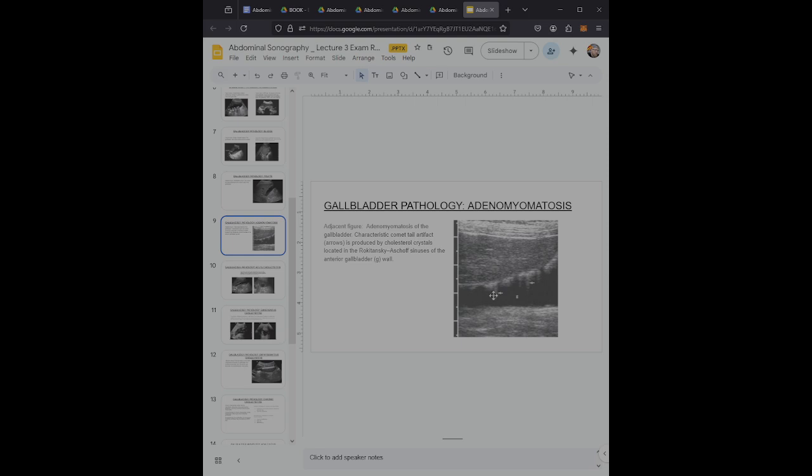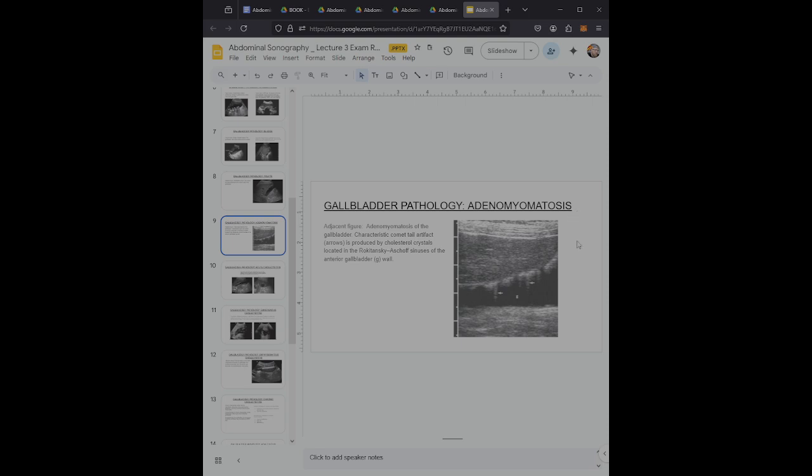And we talked about these Rokitansky-Aschoff sinuses. These sinuses may contain cholesterol crystals, and they may produce a comet-tail artifact. This is most often seen protruding into the gallbladder lumen from the interior wall. And adenomyomatosis can be focal or diffuse, and is often clinically silent. That is to say, there are no particular clinical findings that are distinct for patients who have adenomyomatosis.